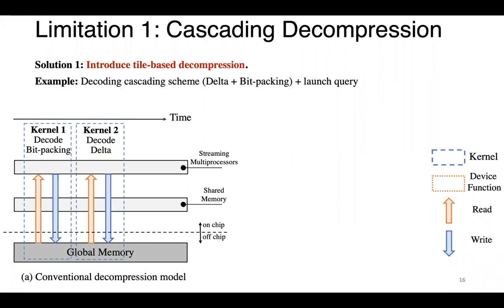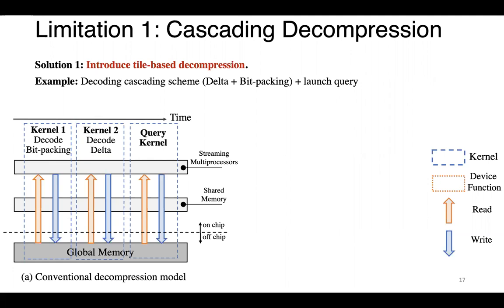After this, we have finished the decompression of the whole scheme, and finally, we can launch the query kernel on the uncompressed data by having another round trip to the global memory. We can see that this is inefficient since it requires multiple round trips to the global memory.